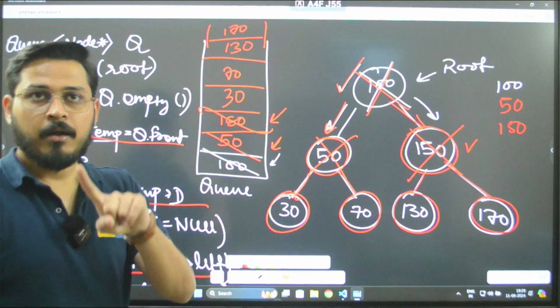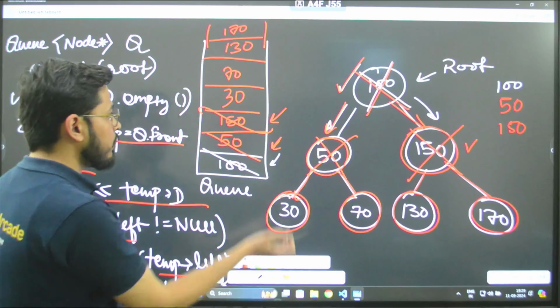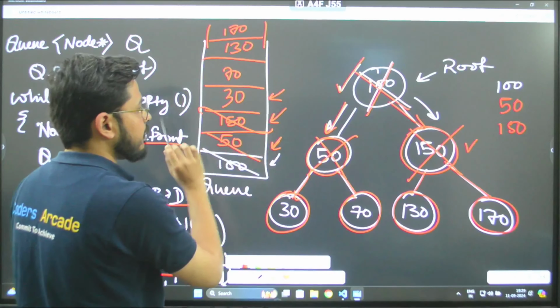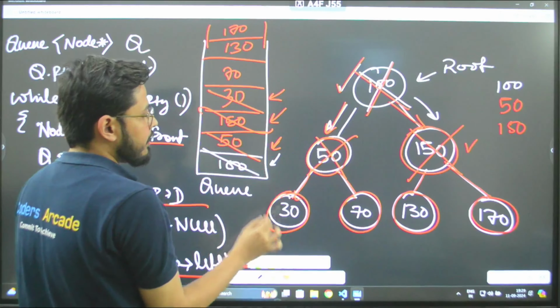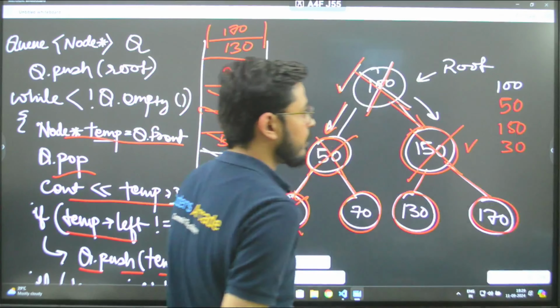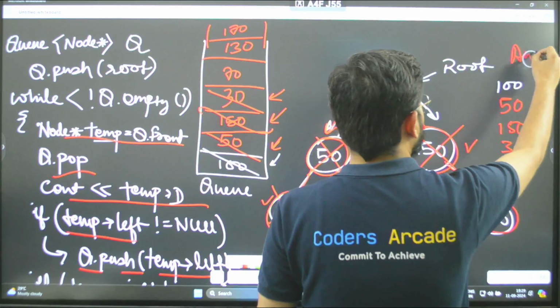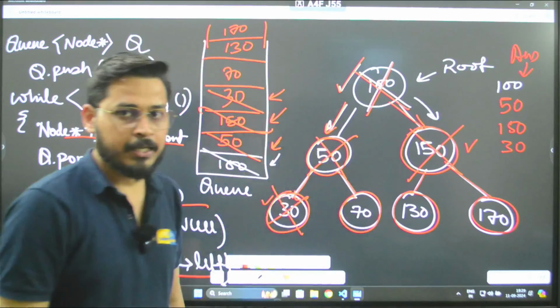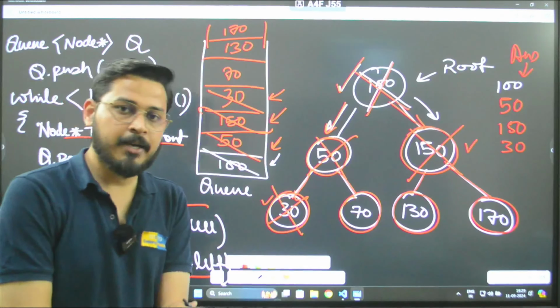Understood? And after that, what do? Take out the next front. Next front is 30. Pop it out, print it out. You will print it out in the answer. This is our answer. Okay guys, understood this really well.